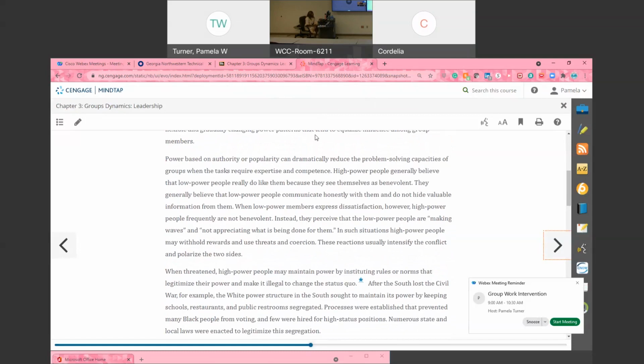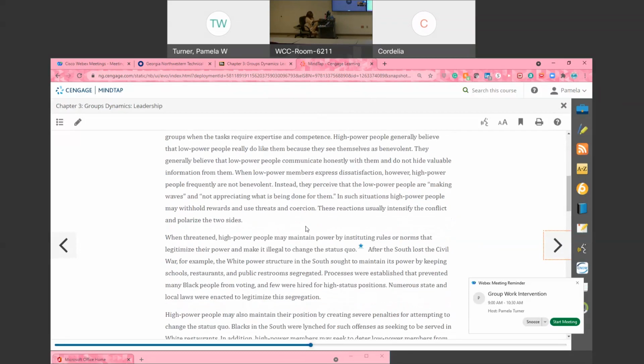In such situations, high-power people may withhold reward and use threats or coercion. The reaction usually intensifies the conflict between the two sides. So if the high-power people realize the low-power people really don't like them, then they might resort to being coercive and using threats and punishing consequences.